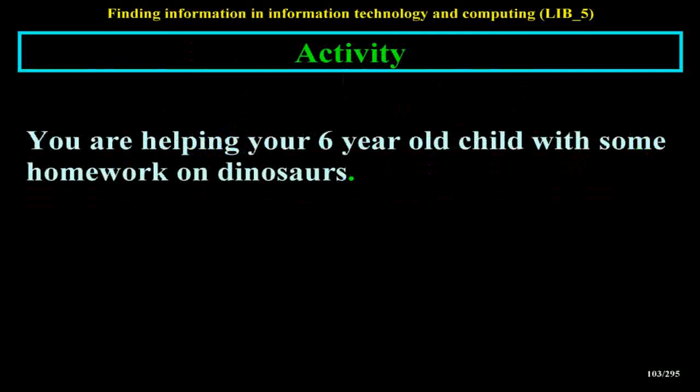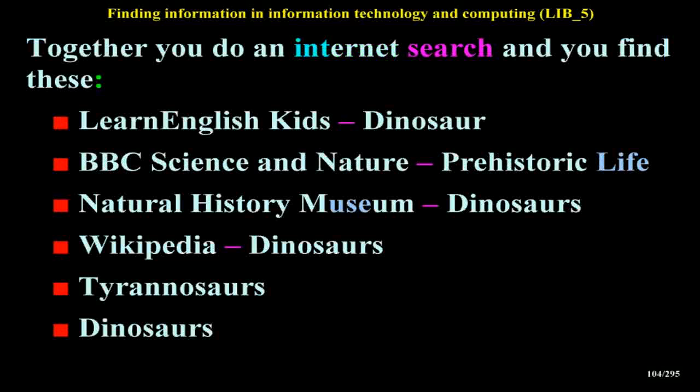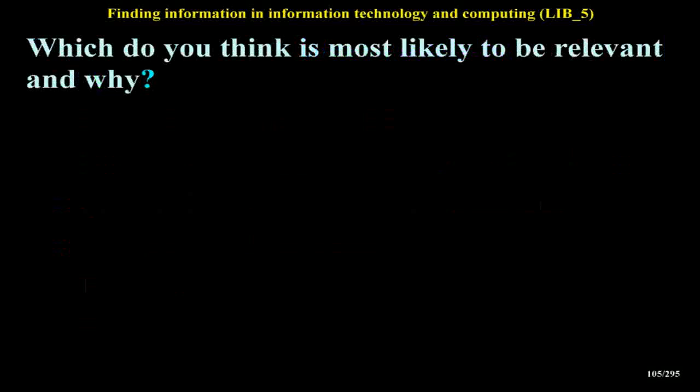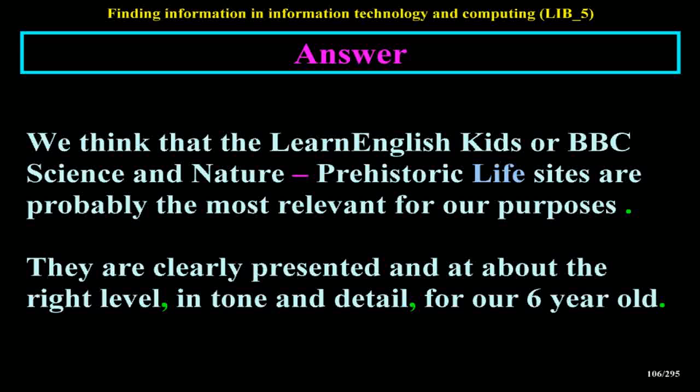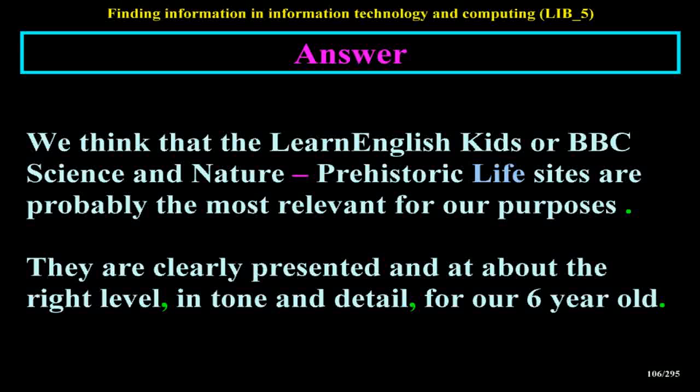Activity. You are helping your 6-year-old child with some homework on dinosaurs. Together you do an internet search and you find these: Learn English Kids Dinosaur, BBC Science and Nature Prehistoric Life, Natural History Museum Dinosaurs, Wikipedia Dinosaurs, Tyrannosaurs. Which do you think is most likely to be relevant and why? Answer. We think that the Learn English Kids or BBC Science and Nature Prehistoric Life sites are probably the most relevant for our purposes.